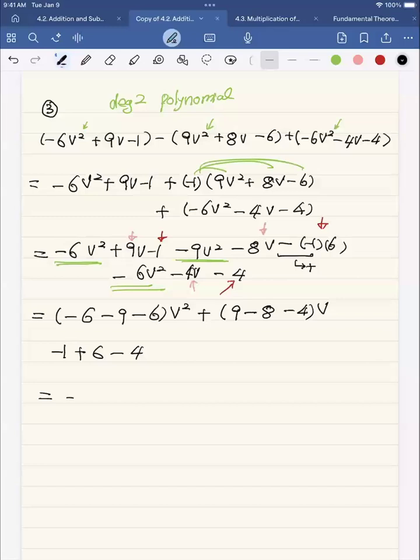So we have -21 v squared plus -3 v and +1. We can express this as -21 v squared minus 3v plus 1.